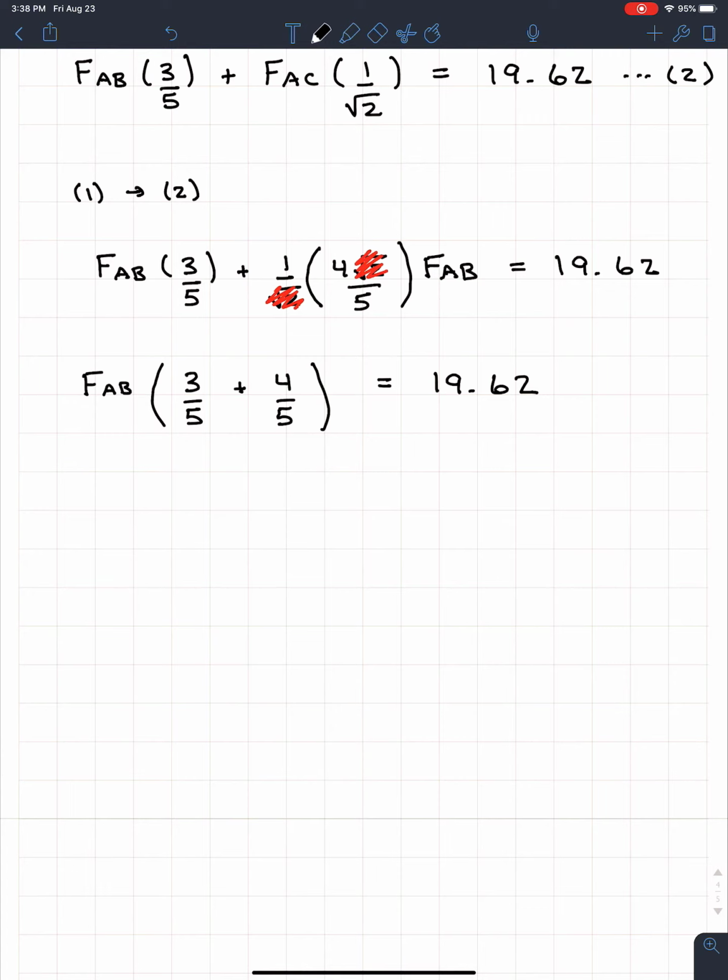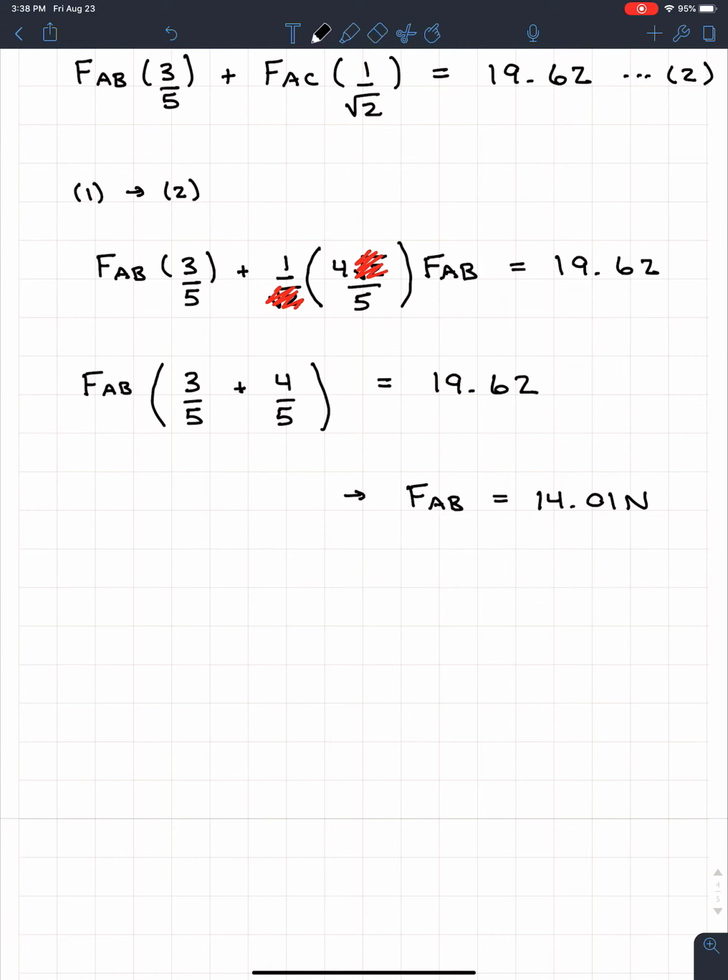And finally, we can divide both sides by everything in that bracket. And what we're going to get is that FAB is equal to 14.01, and that has a unit of newtons.